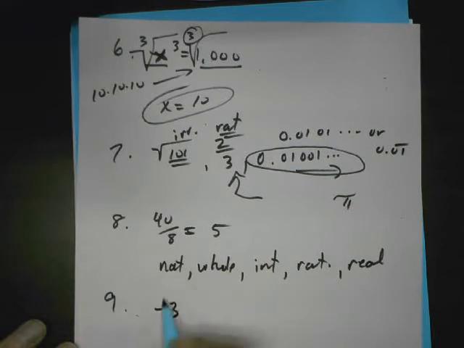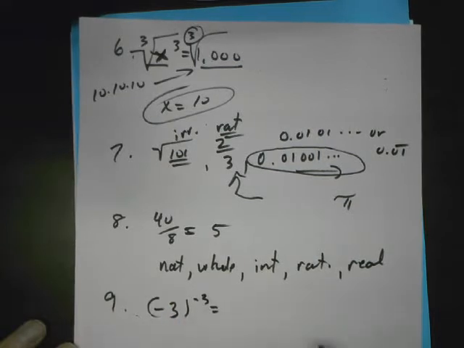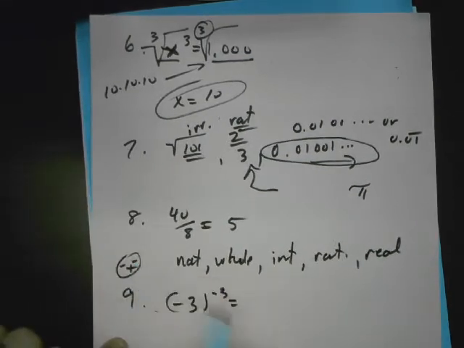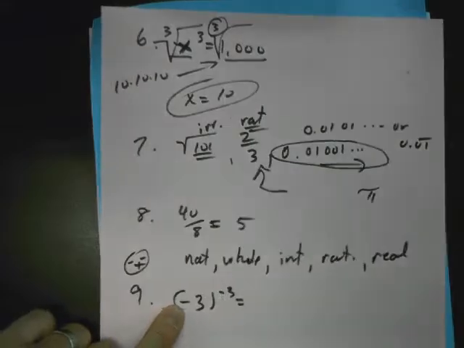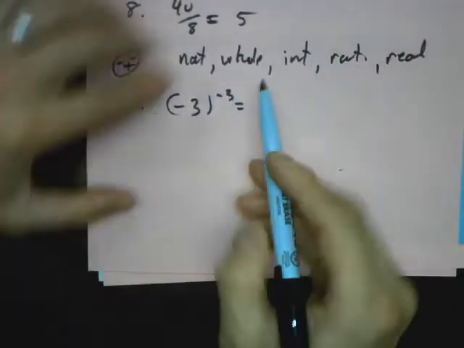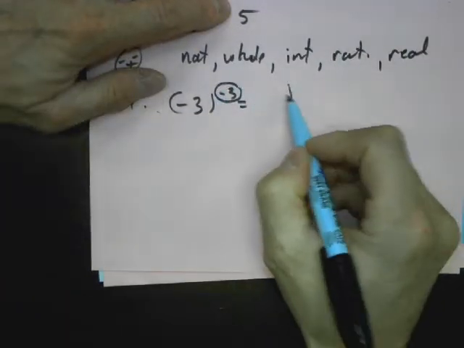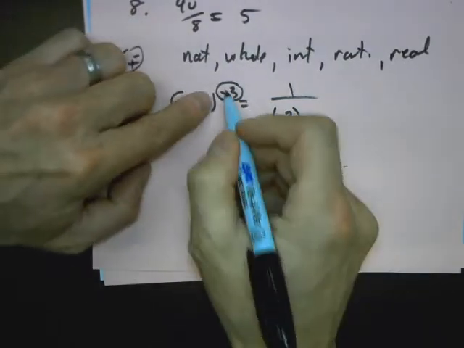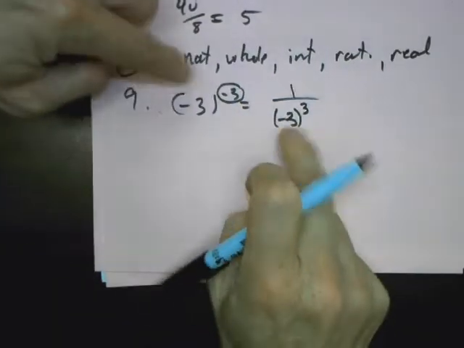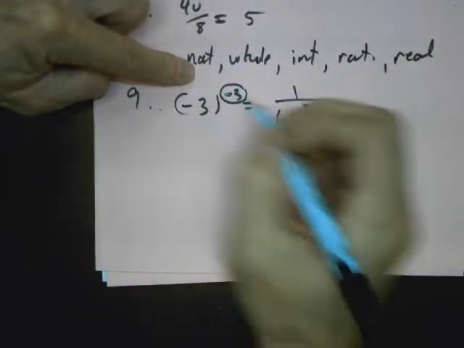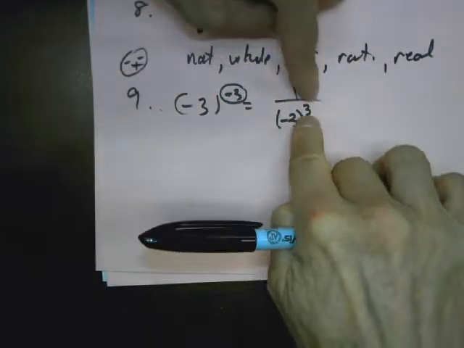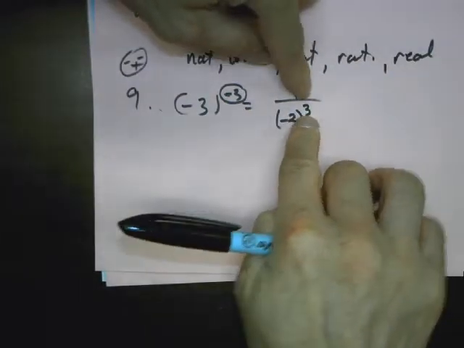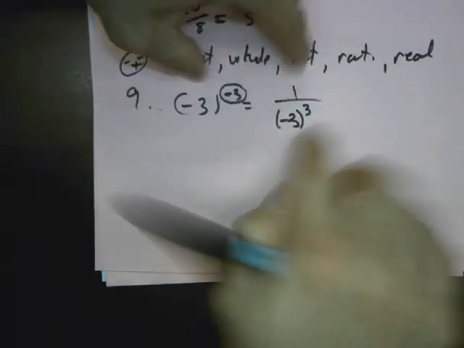Number 9, simplify -3 to the -3rd power. Well, we don't think Mr. Dude here, right? Because I'm not multiplying. This is an exponent here. So I have to deal with that negative first. So I'm going to flip it upside down. Notice that -3 is not affected yet, but this negative is. These two are the same number. Negative exponent means flip it and then it becomes positive exponent. But that doesn't affect this negative. That's an actual negative number.